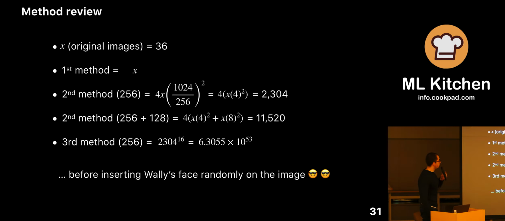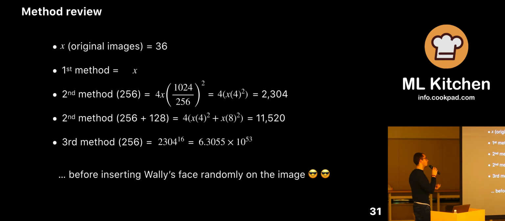And if we review this third method, if I only split by 256 pixel squares, I have 2,304 for 16 images, and this is before putting Wally randomly in the image. So it's like having an infinite number of images. So I think the problem was solved.